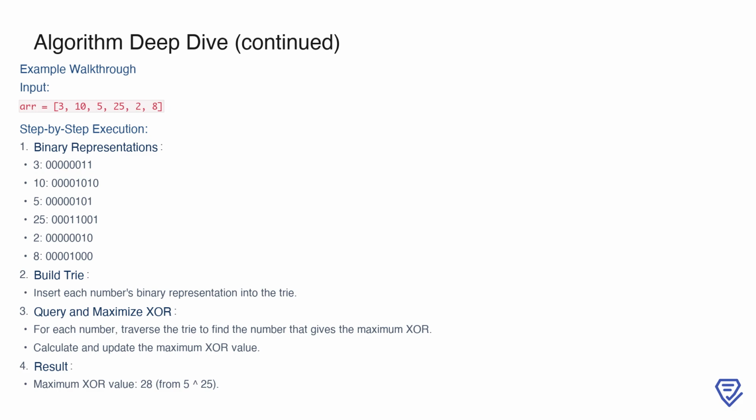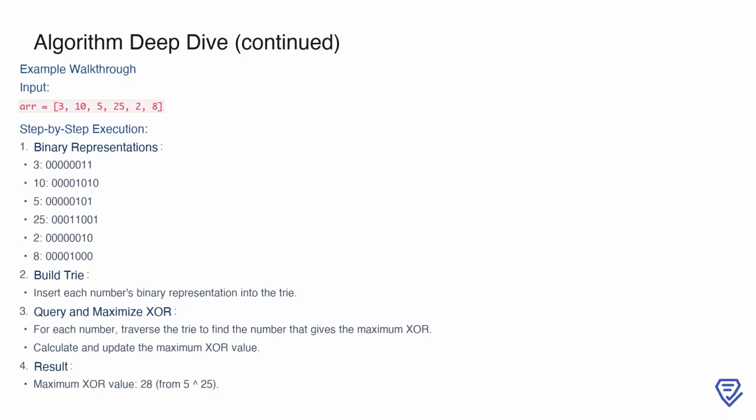Suppose the input array is 3, 10, 5, 25, 2, 8. First, we convert each number to its 8-bit binary representation for simplicity. 3 becomes 00000011, 10 becomes 00001010, and so on. Next, we build the tree by inserting each binary representation into it. Each bit is added level by level, branching left for 0 and right for 1.